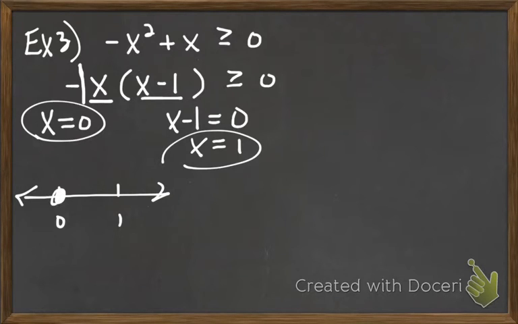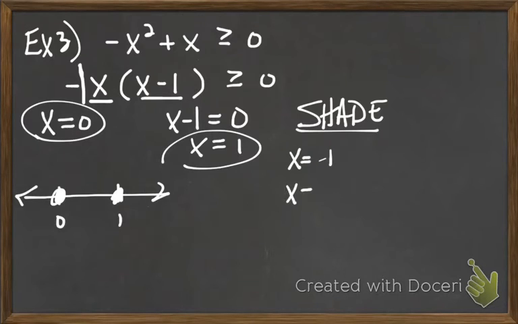Closed. And then we've got to figure out where we're going to shade. So give me some numbers that we're going to test. -1. A half, or 0.5. 2. Y'all good with those? Do you have to pick -1 and 0.5 and 2? Do those have to be the numbers that you pick? No, you can pick any number to the left of 0, any number between 0 and 1, any number to the right of 1, whatever makes you happy.